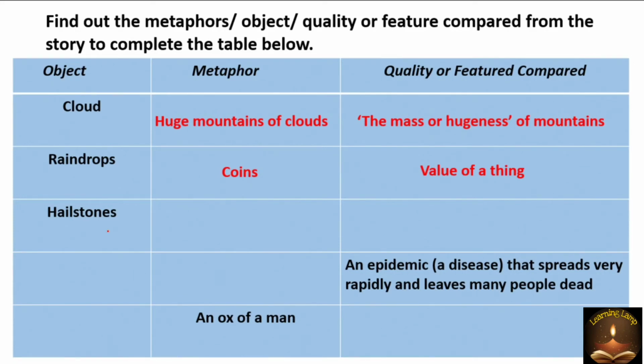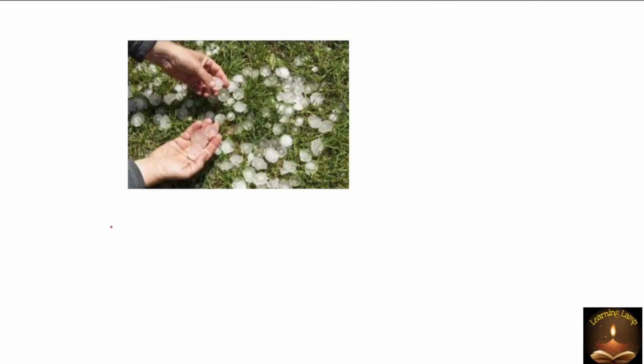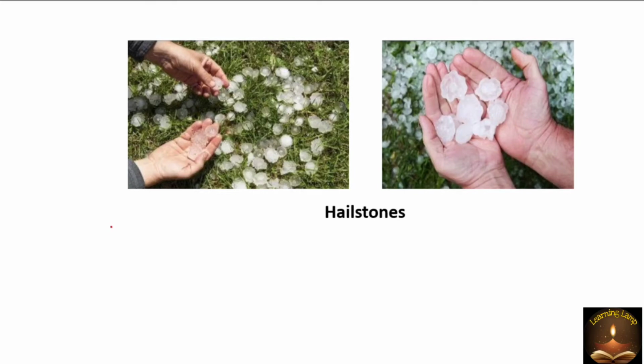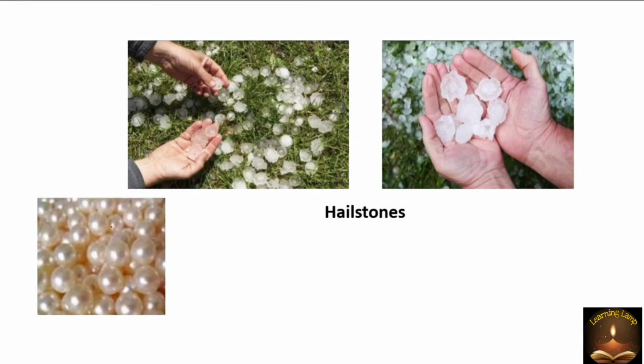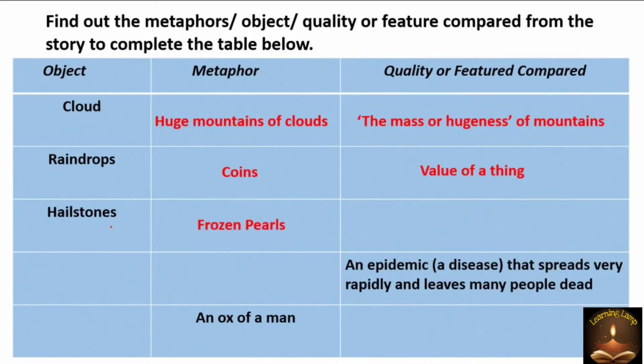Then in the next question, hailstones is the object. We have to find out the metaphor and the quality or feature compared. In the story, the author told that when the hailstones began to fall, the boys, exposing themselves to the rain, ran out to collect the frozen pulse. That means the hailstones were looking like the frozen pulse. So here the hailstones are compared to the frozen pulse. Pulse look bright and are hard. So also the hailstones that were frozen and hard and looked as bright as the pulse. So here the metaphor is the frozen pulse, and the common feature of both hailstones and pulse are brightness and hardness.